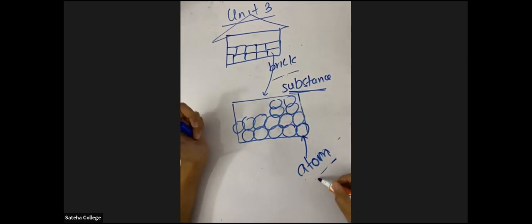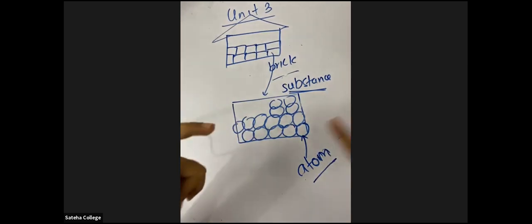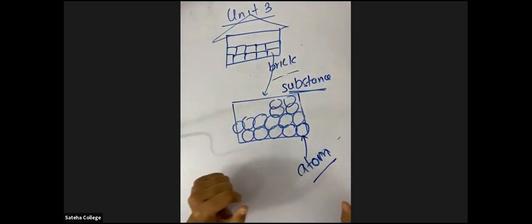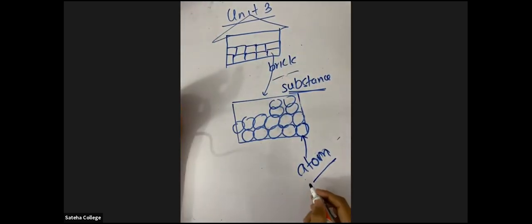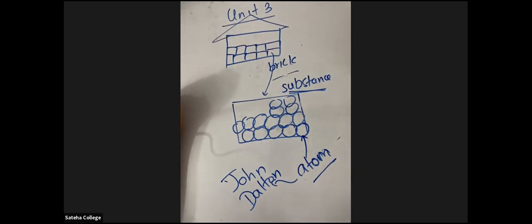So what is an atom, everyone? Repeat with me, make some noise. An atom is the basic unit of a substance. Now listen to me. Who is the scientist who discovered this? For everything you discover, there is a person. The scientist who discovered this is John Dalton. John Dalton is the scientist who discovered this.